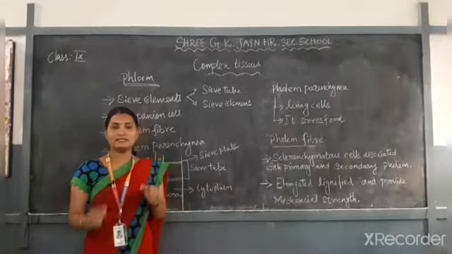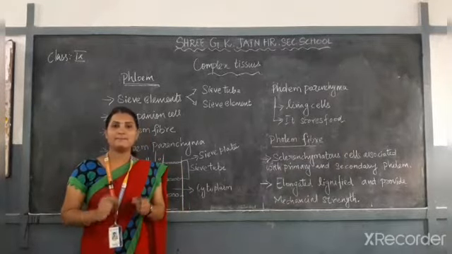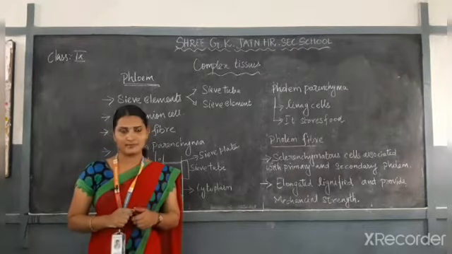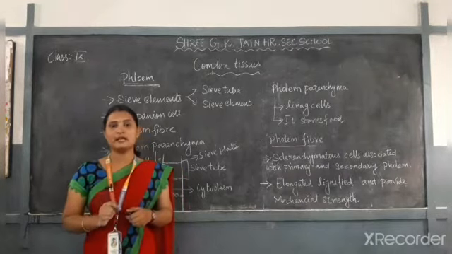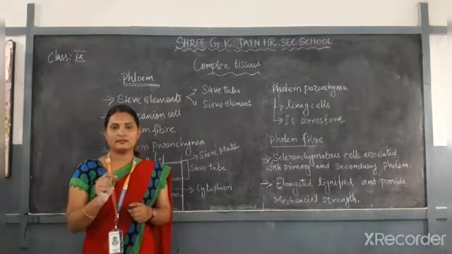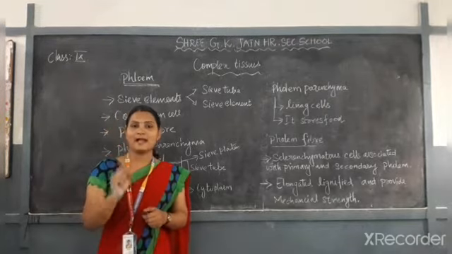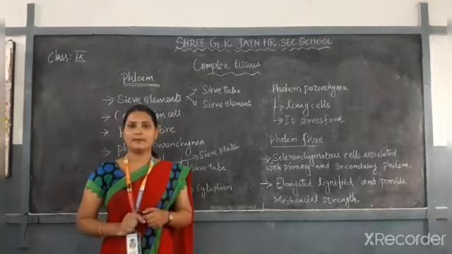And also the xylem provides mechanical strength to the plants. Since it is made up of sclerenchymatous cells, which are dead cells, they have thickened walls. Because of the thickness, it provides mechanical strength to the plants.